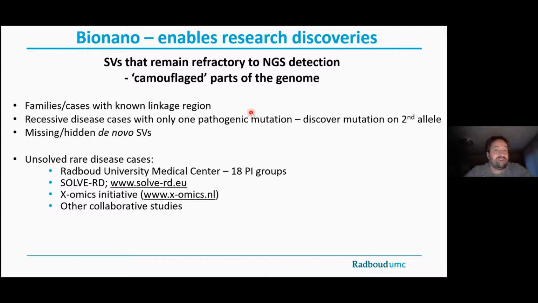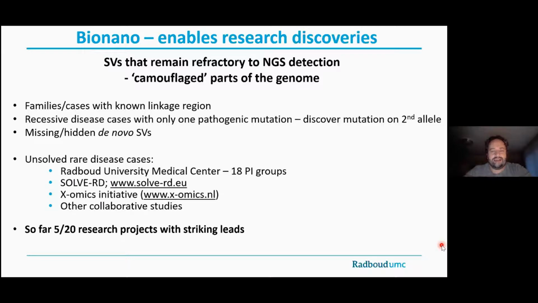Where do we retrieve our samples and case series from? That is usually directly from several collaborating groups in our very own department, the medical center of the Radboud University, where next to my own group, we have 17 other PI groups, and a lot of them work on rare diseases. Then we are engaged in several European and national consortia that also focus on rare disease research, but we're also open to other collaborative studies, and I'll show you more details about that.